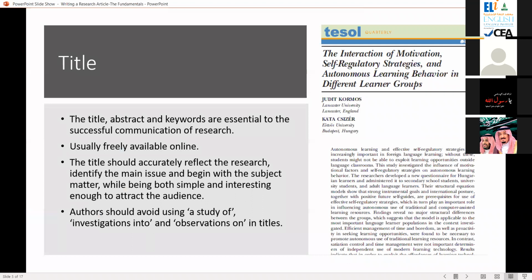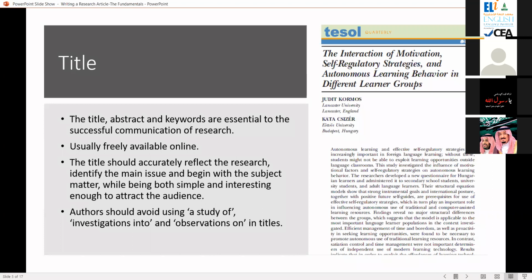Okay, a few notes on the title. If you look at the title of this article, The Interaction of Motivation, Self-Regulatory Strategies, and Autonomous Learning Behavior in Different Learner Groups, it is to the point. It tells you exactly what the article is going to be about, what the study is going to be about.